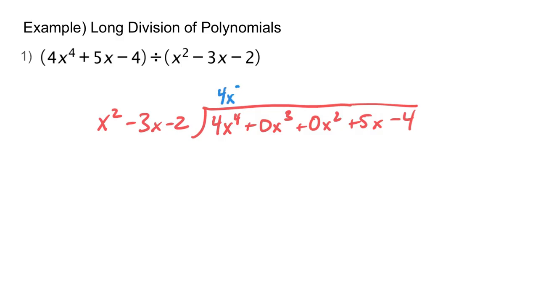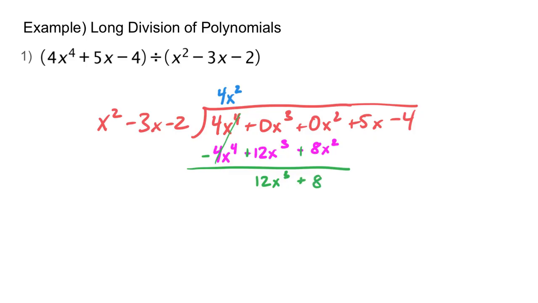That's 4x squared. And again, just like I did in the last lesson, I'm actually going to take this 4x squared and I'm going to distribute it to all of those terms. So 4x squared times x squared gives me 4x to the fourth. 4x squared times negative 3x is negative 12x to the third. 4x squared times negative 2 is negative 8x squared. And then just like I did, I'm going to remember to subtract. And again, I like to change my signs. That goes away. That will turn into 12x to the third plus 8x squared. And just like I was doing before, I will bring down the next term.